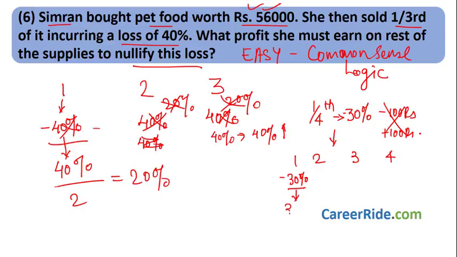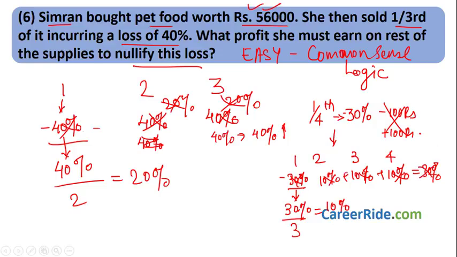So how much do we want to nullify? We want to nullify 30%. How many parts are remaining? 3. Just divide by 3, that comes out to be 10%. So each part has to be sold at 10% profit, so that she will nullify the 30% loss. 10 plus 10 plus 10 plus 10 is 30%. Okay, so this addition is nothing but 30% and it gets nullified, right? See how easy it was.